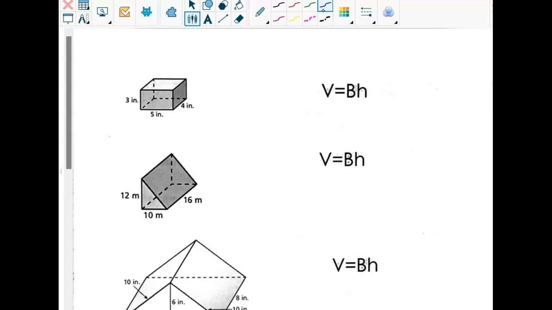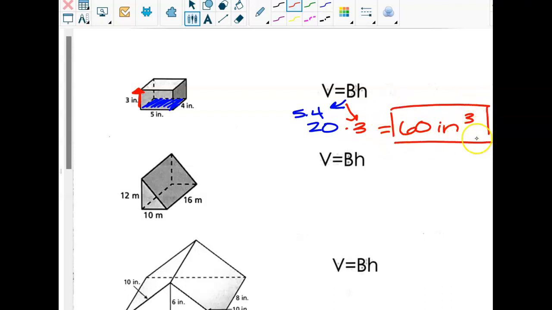Okay, hopefully you've had a chance to do this rectangular prism on your own. So we're going to use our formula, area of the base times the height. So the base is this rectangle right here. So the area of that rectangle would be 5 by 4, which is 20. And then we take that times the height of the whole prism, which is 3. And 20 times 3 gives us 60 inches cubed. Hopefully that's what you got as well.